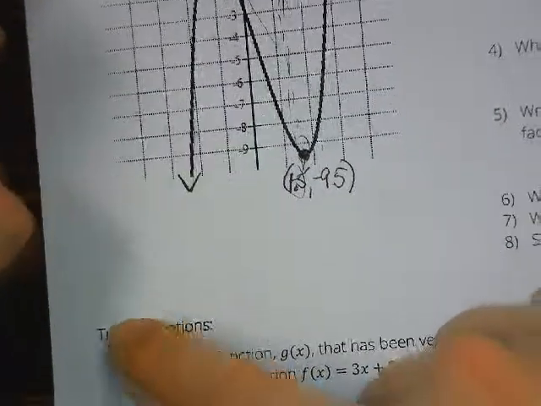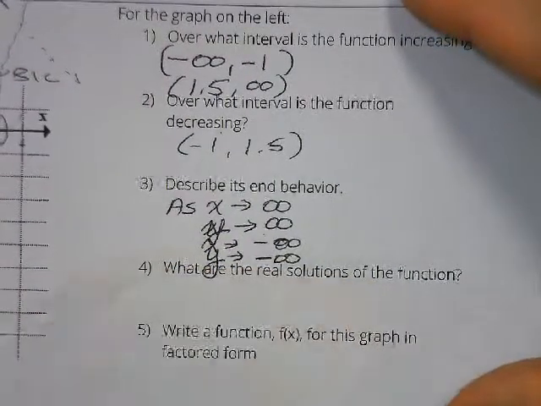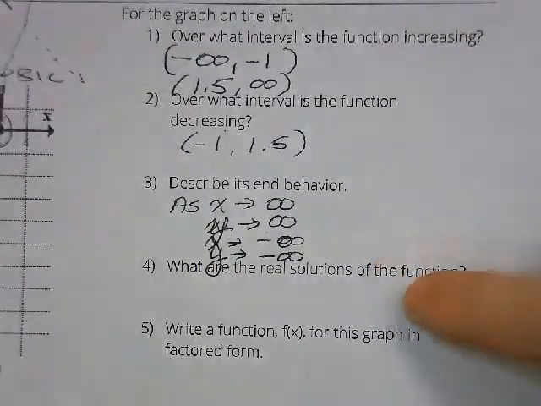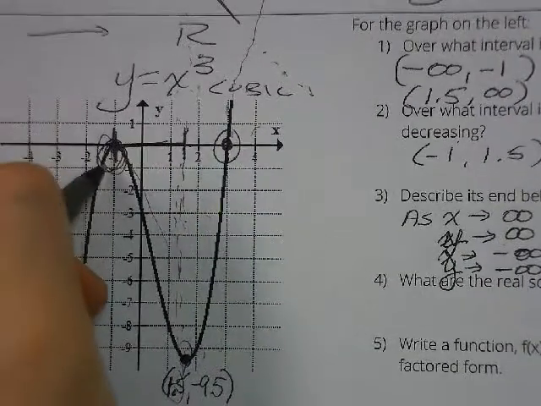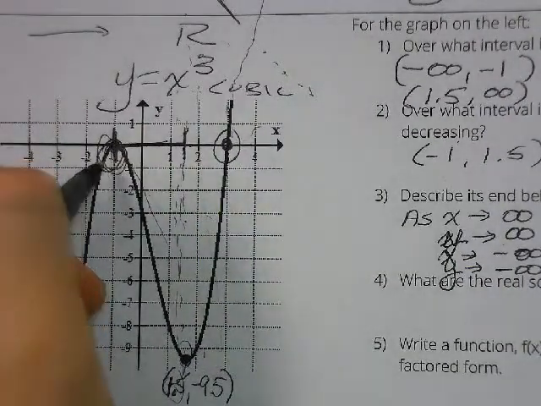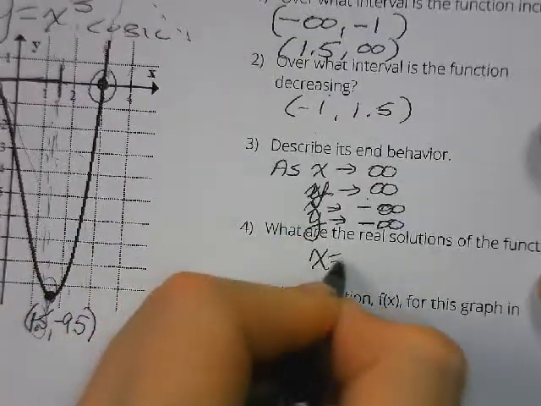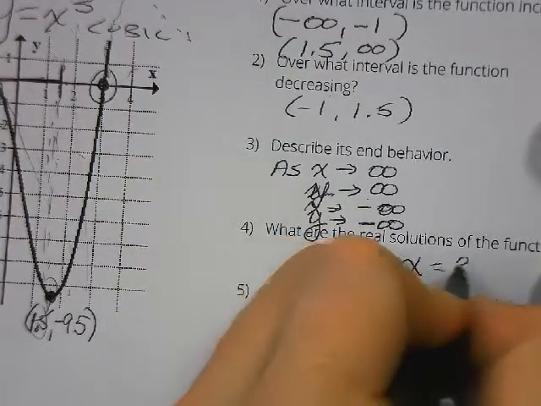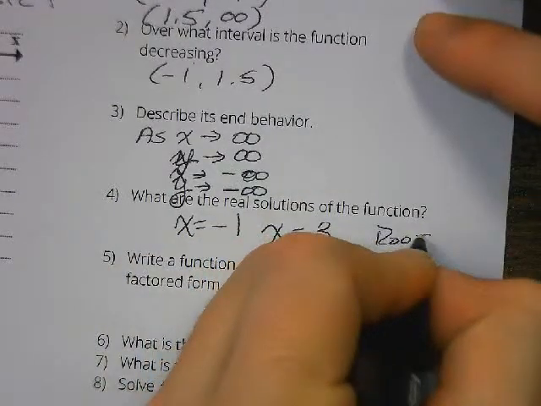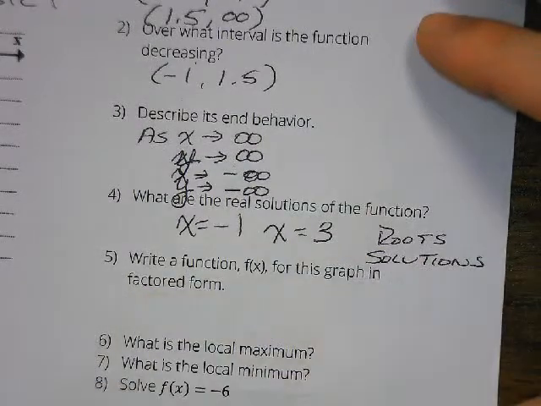Okay. The real solutions of the function are what we already identified, right? The solutions are where the graph crosses or touches the x-axis. So here's one at x equals negative 1, and another solution here at x equals 3. These are roots, solutions, zeros. All of these mean the same thing in this context.